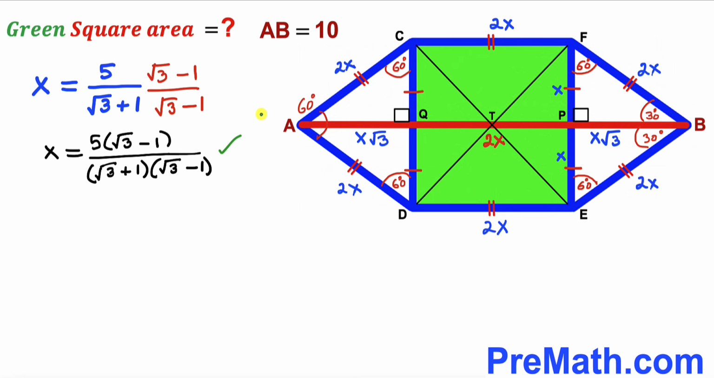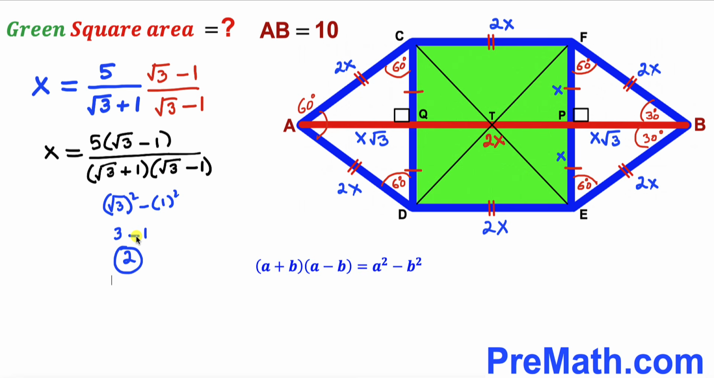And now let's recall this famous identity: a plus b times a minus b equals a square minus b square. And we are going to apply this identity at the denominator over here. So therefore this denominator is going to become the square root of 3 whole square minus 1 square. Let's simplify furthermore. That is going to give us 3 minus 1, which is equal to 2. So thus this whole denominator has been simplified to 2.